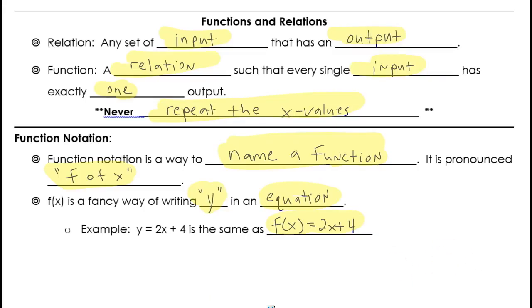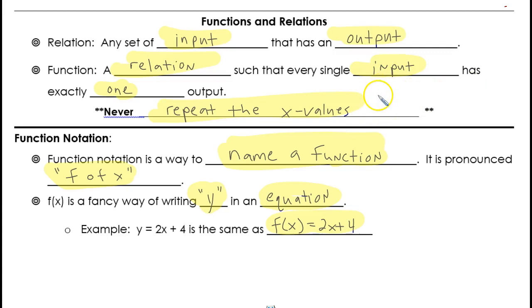So let's review what a function is, and this is something that hopefully you already know. A relation is any set of input that has an output. So relations can be any set of inputs that have any set of outputs. So I could say like an input of 2 and 3 have an output of 4, and both of those go to 4, and that's fine. It's a relation. 2 and 3 are a relation that go to 4 there. But a function is a special type of relation. A function is a relation such that every single input has exactly one output. Every x value is only tied to one y value.